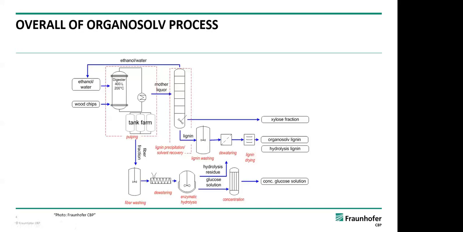For the hemicellulosic solution, we get the xylose fraction after the recovery of ethanol, then evaporation of most of the water. And the remaining pulp fibers are washed with plenty of water to remove excess ethanol, then dewatered and transferred to the next step, which is enzymatic hydrolysis to produce a glucose solution.